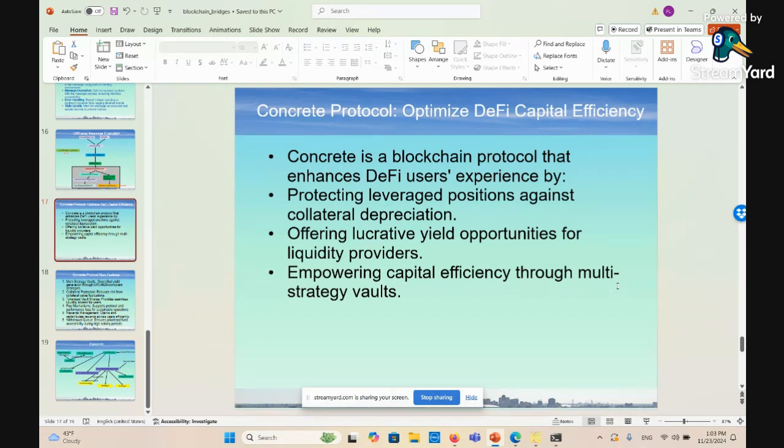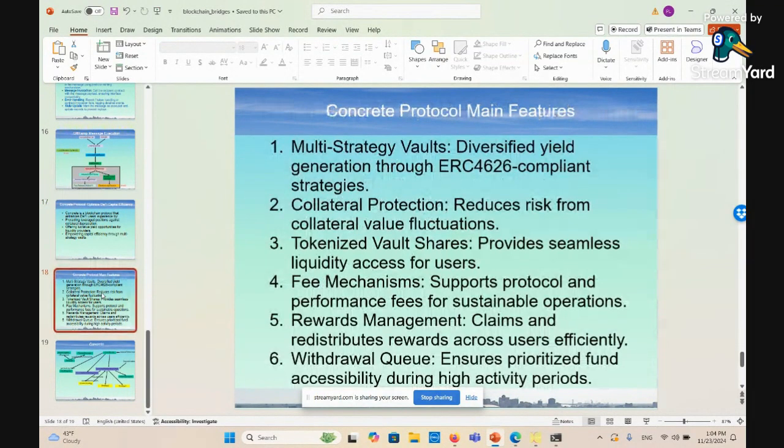It's able to do a lot of protection for leverage positions. It can offer different yield opportunities for liquidity providers, and then it's going to improve the efficiency. For example, you can balance between different strategies. So quite a few features over here.